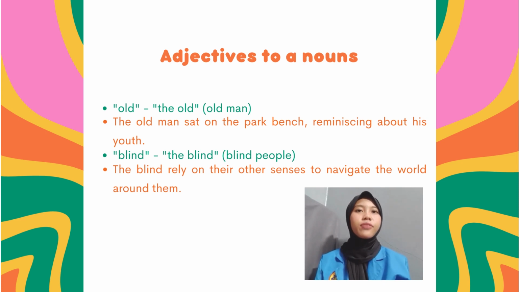Now we get adjective to a noun. For the first example, we have the word old, which means not young. It has become a noun, the old people. For the example in a sentence: the old man sat on the park bench reminiscing about his youth. The old man here uses nouns. And then the second one is blind. Blind as unable to see becomes a noun, the people who are blind. And for the example in a sentence: the blind rely on their other senses to navigate the world around them.